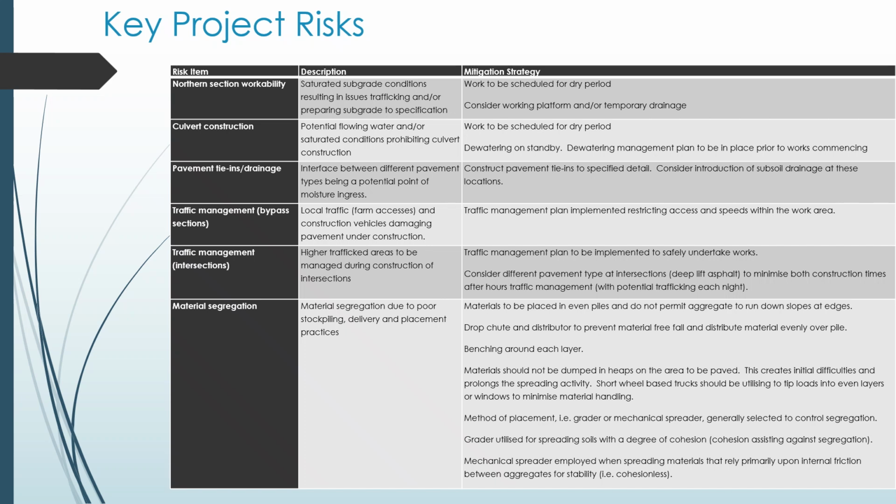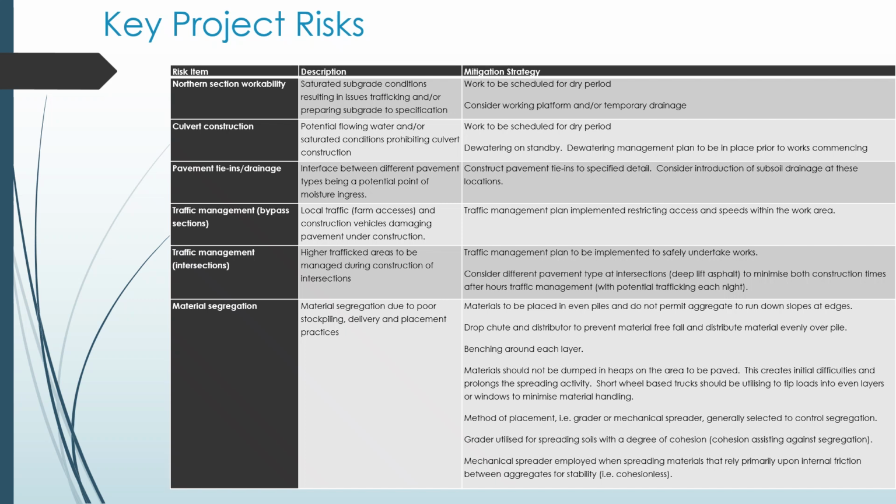Then also the traffic management at the intersections, the intersections being the higher trafficked areas where the existing road is going to be continuing to operate. Consideration potentially around different pavement types at the intersection being deep lift asphalt. This will minimise construction timeframes, but also aftercare traffic management, with the deep lift asphalt essentially being trafficable each night.